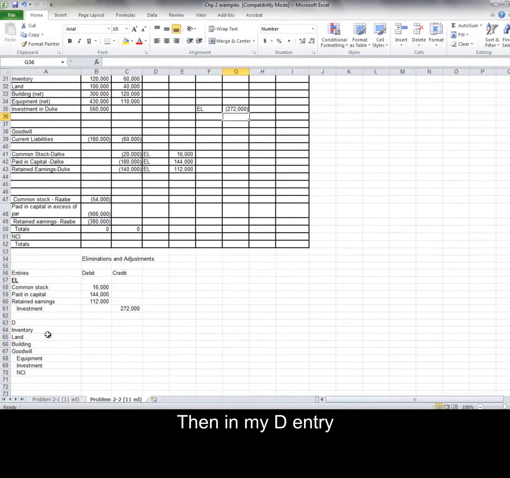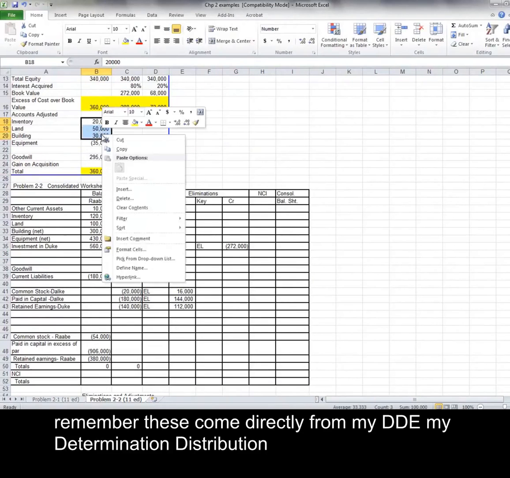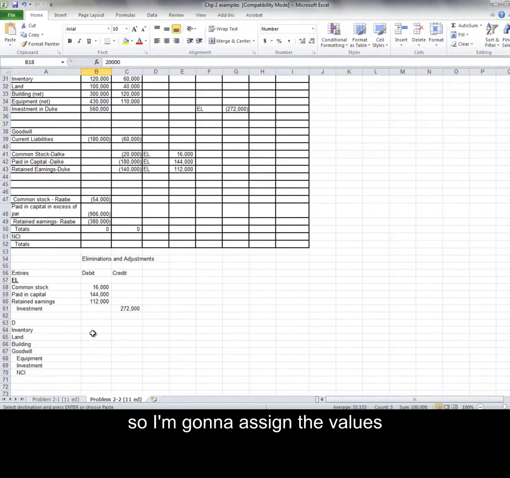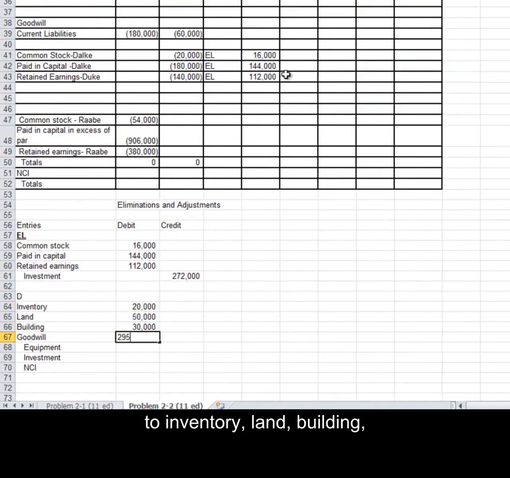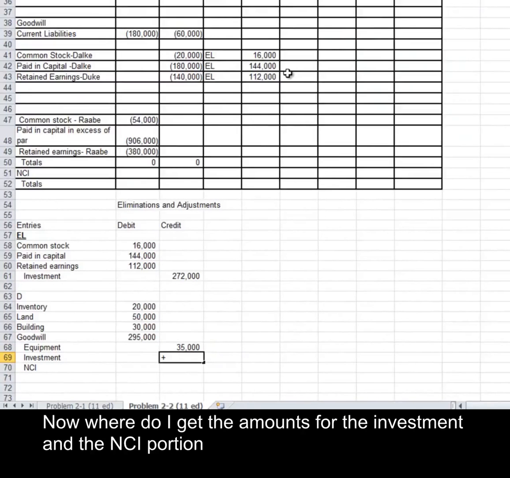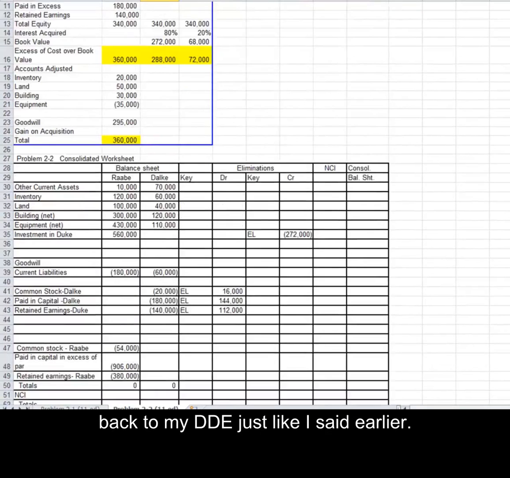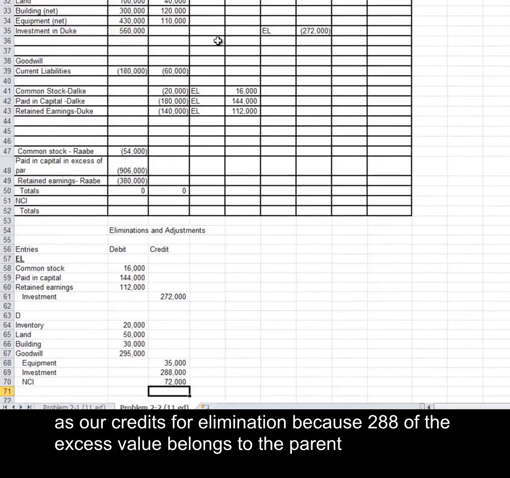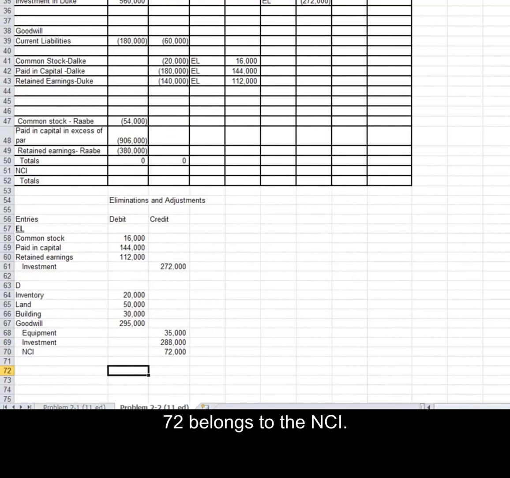Then in my D entry, remember these come directly from my DDE, my determination and distribution of excess schedule. So I'm going to assign the values to inventory, land, building, goodwill. I have a credit adjustment to equipment. Now, where do I get the amounts for the investment and the NCI portion? Back to my DDE, just like I said earlier. So we're going to pick up these two amounts as our credits for elimination because 288 of the excess value belongs to the parent, 72 belongs to the NCI.